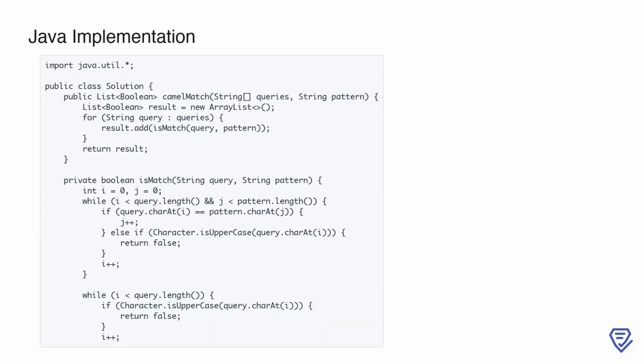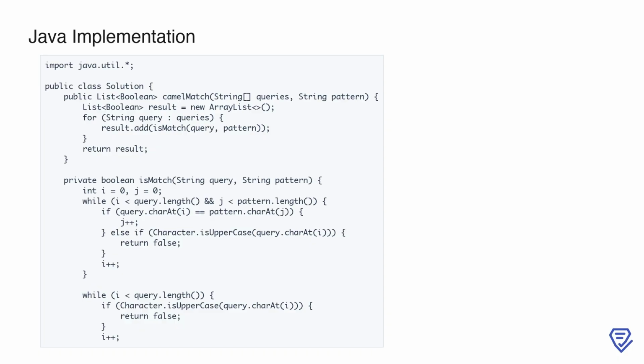In this Java implementation, we start by defining the camelMatch method, which takes an array of query strings and a pattern string as input. The goal is to determine whether each query matches the given pattern based on camelcase rules. To do this, we initialize a List<Boolean> called result that will store the matching outcomes for each query. Then, for each string in the queries array, we call the helper method isMatch, passing the current query and the pattern as arguments. The result of this helper method is added to the result list.